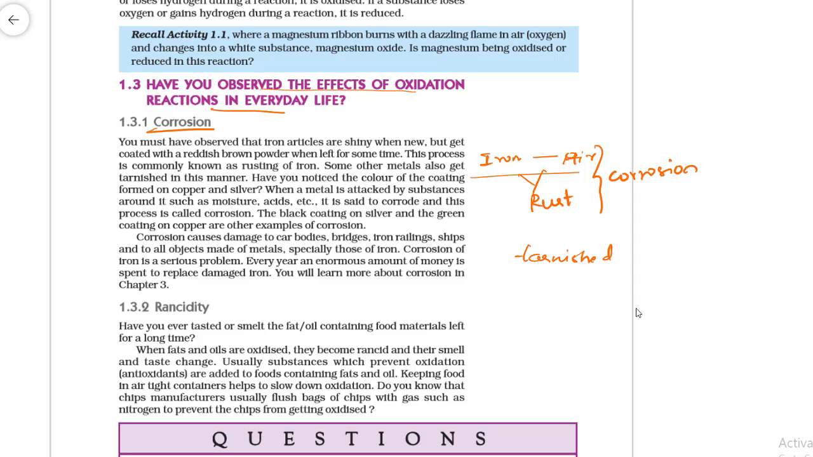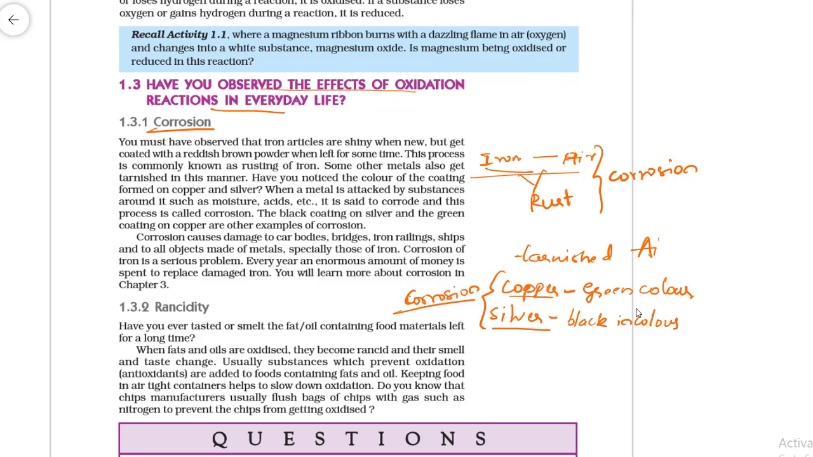Tarnished means, if you see any copper utensils in your houses, you are going to see a formation of green color on them, and if you see silver, it is going to become somewhat black in color. These two processes are also due to corrosion. They are also called what? Corrosion. Because the copper, silver or iron react with oxygen or air, and the green color, the black color and the rusting of iron take place because of the reaction itself.